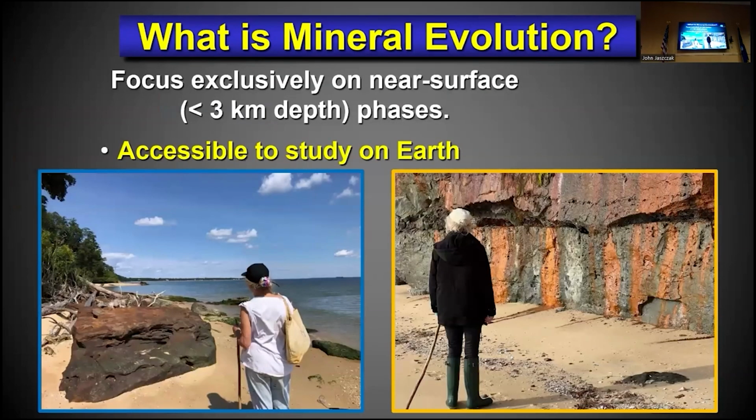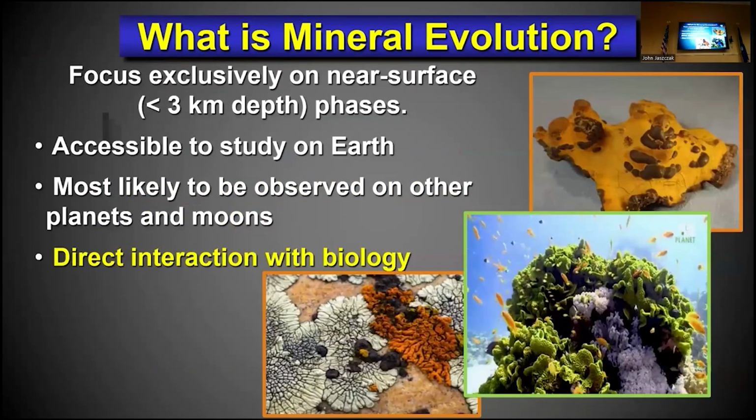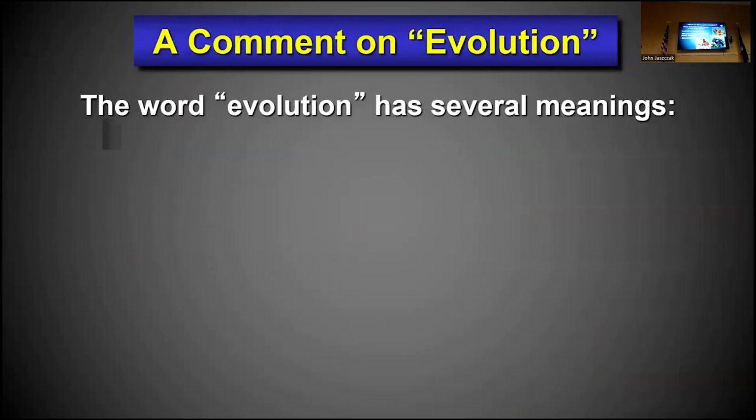We think about the near surface, the upper 3 kilometers of the surface. That's where you can go down in mines, where you can see them and study them on Earth. It's also what we're most likely to find on other planets and moons, and it's where biology interacts directly with the rocks. And we'll see the biology is really important.